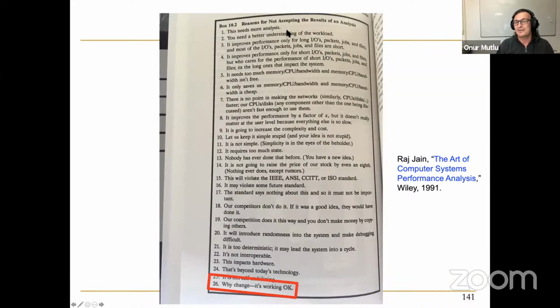But I like one of the reasons for not accepting the results of an analysis. Why change? It's working okay. And the reviewers are also doing this. If you think about the comment, DRAM manufacturers will never implement this. Essentially, that's what they're endorsing. They're changing. DRAM manufacturers are doing the right thing. Who are you? I don't want to publish this paper because why change? DRAM manufacturers are doing the right thing, right? That's essentially the mindset that rejects the papers. And don't ever be that reviewer because you are a cliche, let's say, in this book, in that sense.